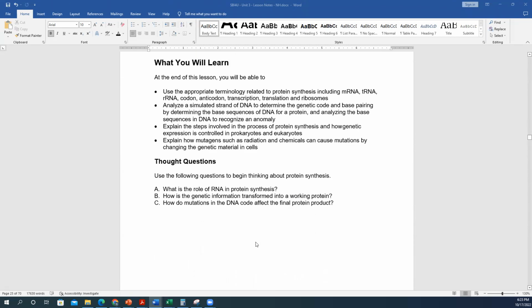And as we go through our lesson, you can think about some of these questions, such as: what is the role of RNA in protein synthesis? How is genetic information transformed finally into an actual working protein, an enzyme? And how do mutations in the DNA code affect the final protein product?